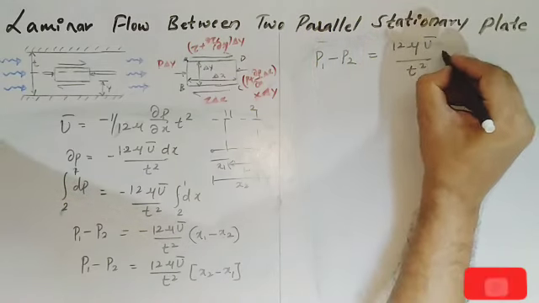Now by simplifying this equation, I will get mu times, and if I take this inside, this mu will get cancelled.